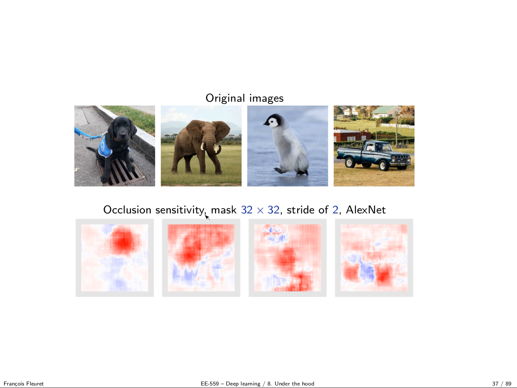So what we can do now is to do this on those 4 images with AlexNet, and we get those occlusion sensitivity maps. This is a mask of 32x32 with a stride of 2, so I don't look at every location, to save a bit of computation. And this is done with AlexNet, and it's quite satisfying.